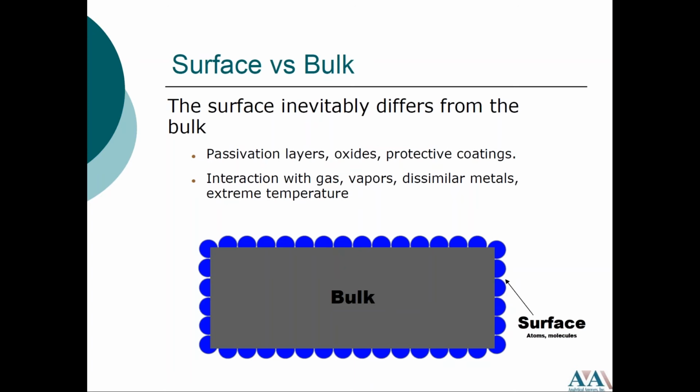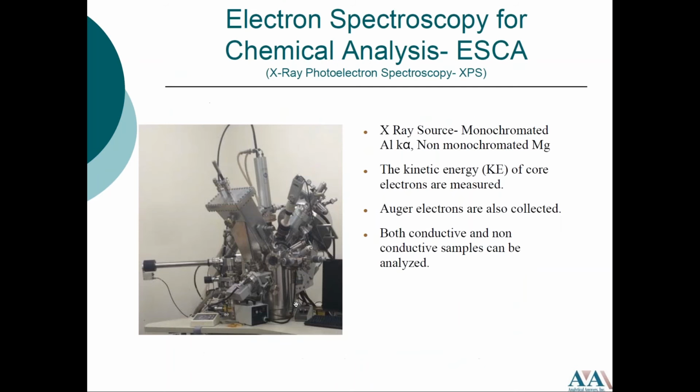And this is important because the surface is inevitably different from the bulk. The surface is your material's first line of defense against the outside world, the environment, whether it be mechanical or thermal stress, dissimilar metals, gases, or vapors. Your surface will slightly change from the bulk of your material, whether it's a passivation layer or an oxide. And ESCA and SAM can help us to characterize that change and analyze it so you can better understand your material.